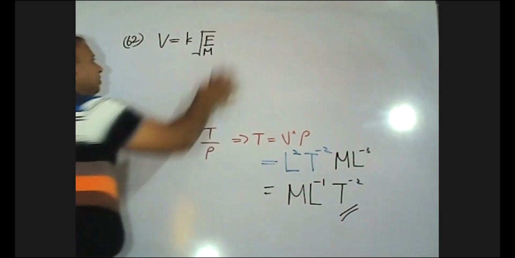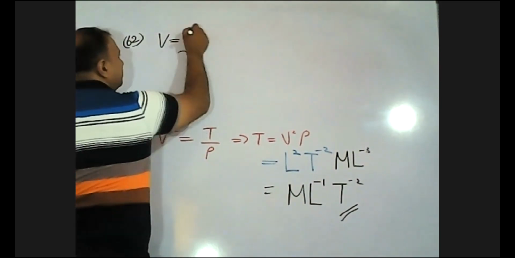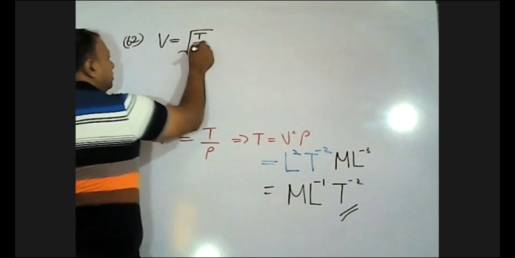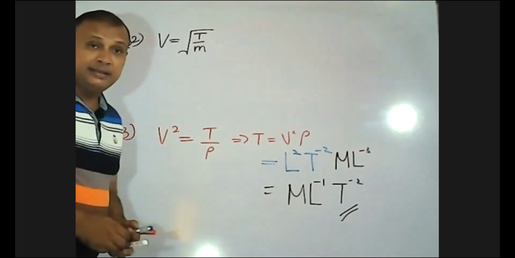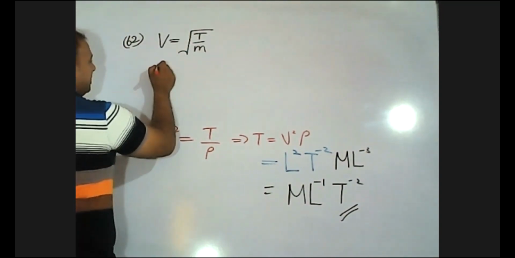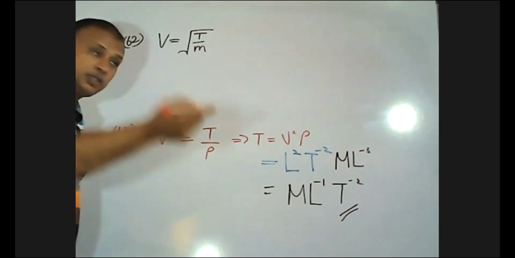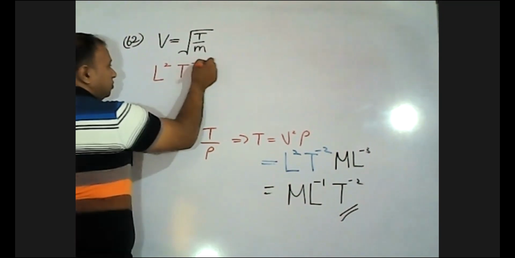Similar kind of equations, no? Square root of T over M, where T is the tension of the string and V is the velocity. What is the dimension of M? Definitely you have to take the square. If I take the square, V squared means the square of velocity, which is L squared T to the power minus 2.